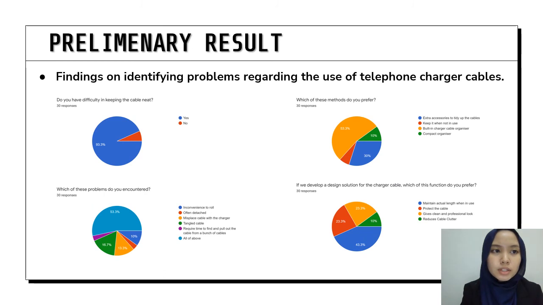This is one of the questions of the findings on identifying problems regarding the use of telephone charger cables, which is the difficulty in keeping the cable neat. Mostly answered yes. Next is the problems that have been encountered. Most of them answered all of the above, which includes inconvenient to roll, often detached, cable misplaced from the charger, tangled cable, and the time required to find and pull out the cable from a bunch of cables.